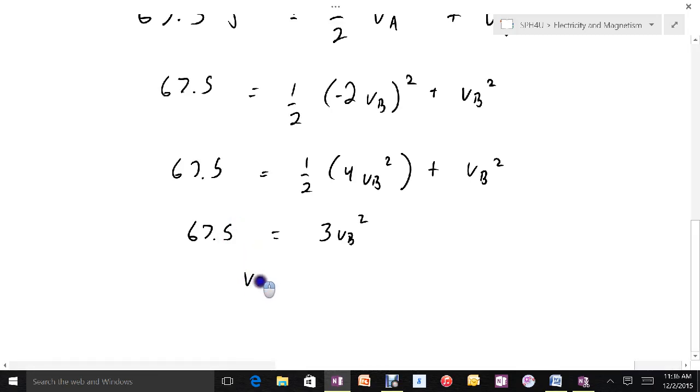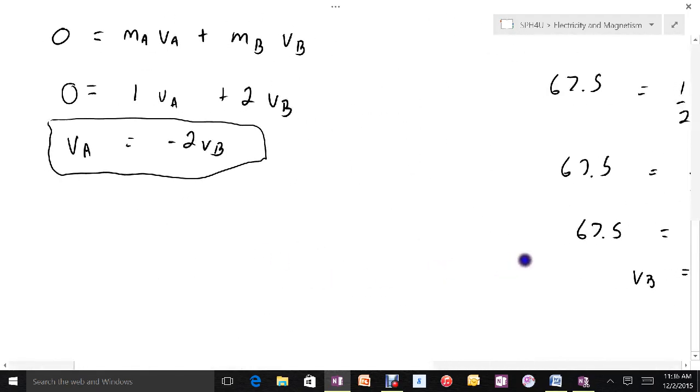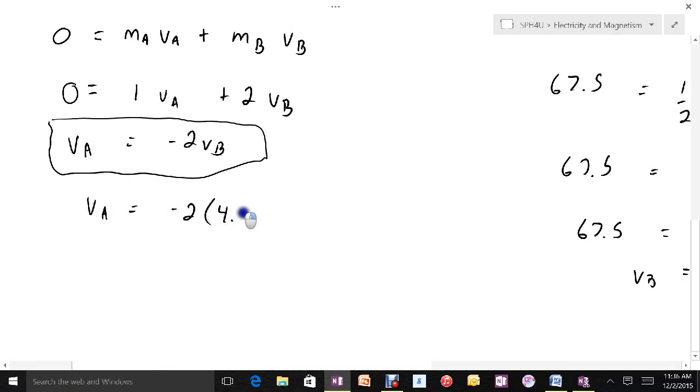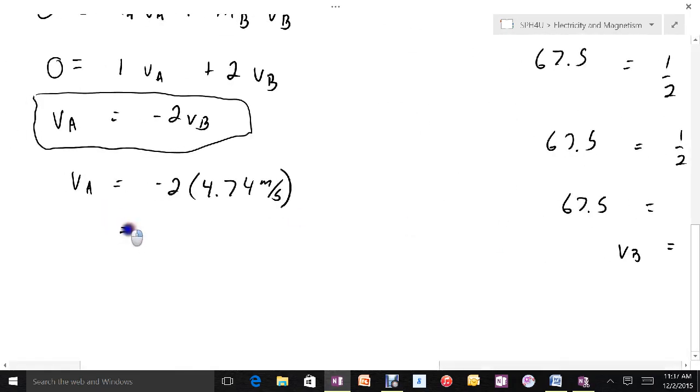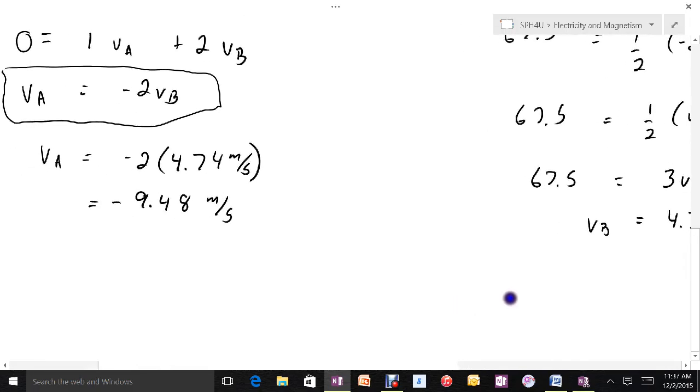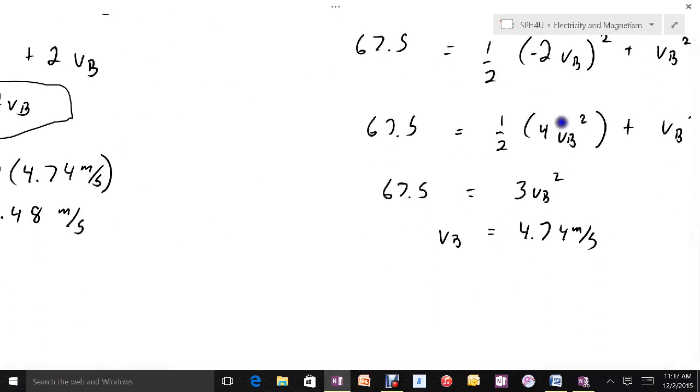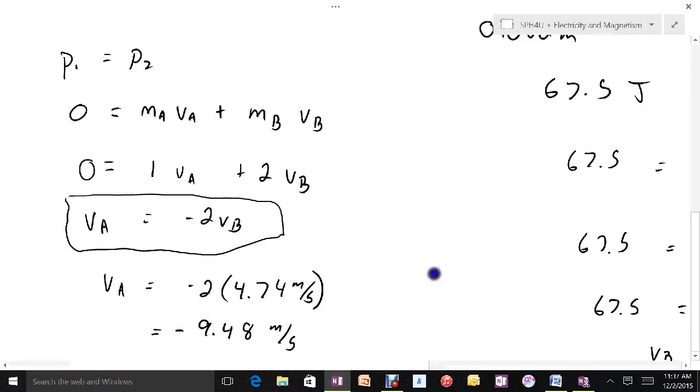And I get the velocity of object B to be 4.74 meters per second. If we take that back over here, we can get that VA is traveling at negative 2 times the speed of VB, which we just found to be 4.74 meters per second. So that means that VA is equal to negative 9.48 meters per second, the negative representing the fact that these two objects would be going in opposite directions. So there it is. That's how the potential energy gets converted into kinetic energy, and how much each object gets of that kinetic energy based on the conservation of momentum.